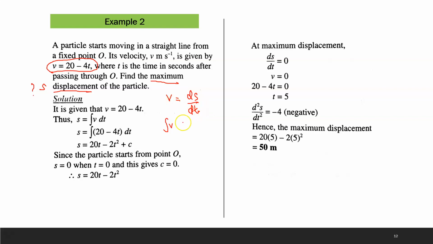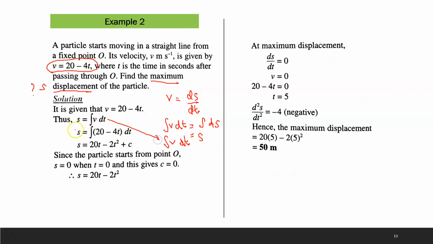dt ni boleh bawa ke sebelah. v dt bawa ke sebelah, then equal to integration of ds, so that you can get your s. Okay. Integrate dengan differentiate, you akan dapat the original one. So it becomes integration of v dt. Okay, that is how you find your s.